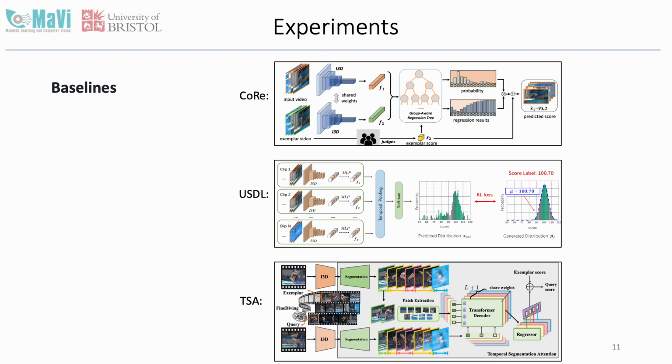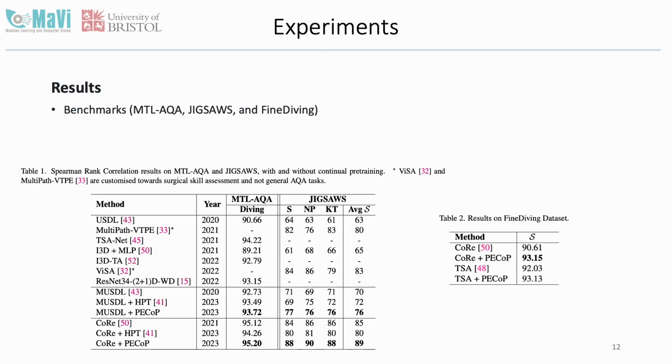Here we're looking at our baselines, which represent the state-of-the-art methods in action quality assessment. Actually, these baselines are utilized in the fine-tuning stage, and the pre-trained I3D model, which is enhanced through our PECoP method, serves as the backbone for each of these baselines. Here you can see our results on benchmark datasets.